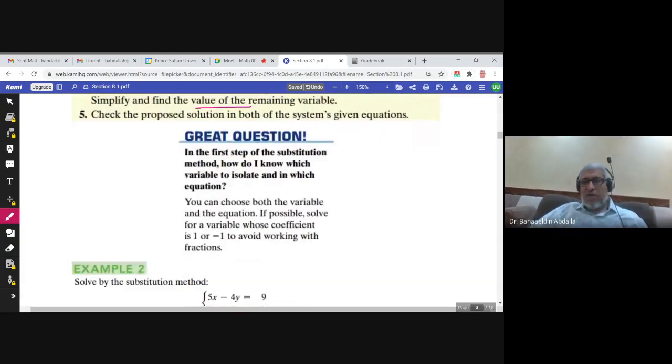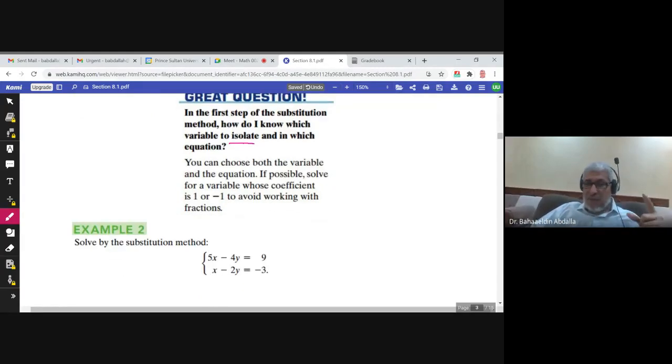Now you may ask yourself, in the first step of the substitution method, how do I know which variable to isolate and in which equation? Which equation should I use? Which variable should I solve for? Here is a hint: you can choose both the variable and the equation. You can do this using any equation or any variable, but it will be easier for you, if possible, to solve for a variable whose coefficient is 1 or -1.